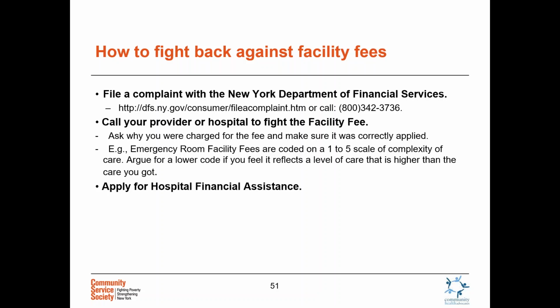And I'll just share a personal anecdote. I was able to successfully fight a facility fee by arguing that the scale of complexity that was applied was incorrectly applied. So what I mean by that is emergency room facility fees are coded on a 1 to 5 scale of complexity of care. A 5 is the most complex type of care that you could receive at that facility, and a level 1 would be a much less complex, more simple situation that the hospital would be dealing with.